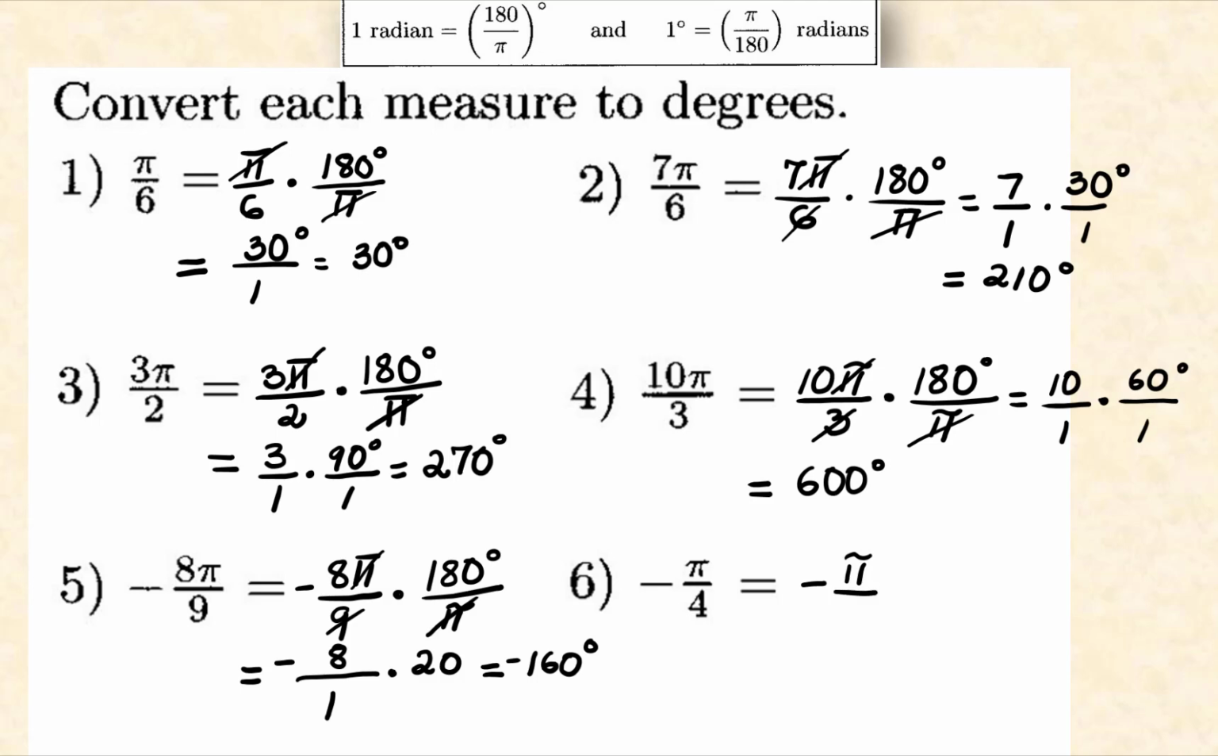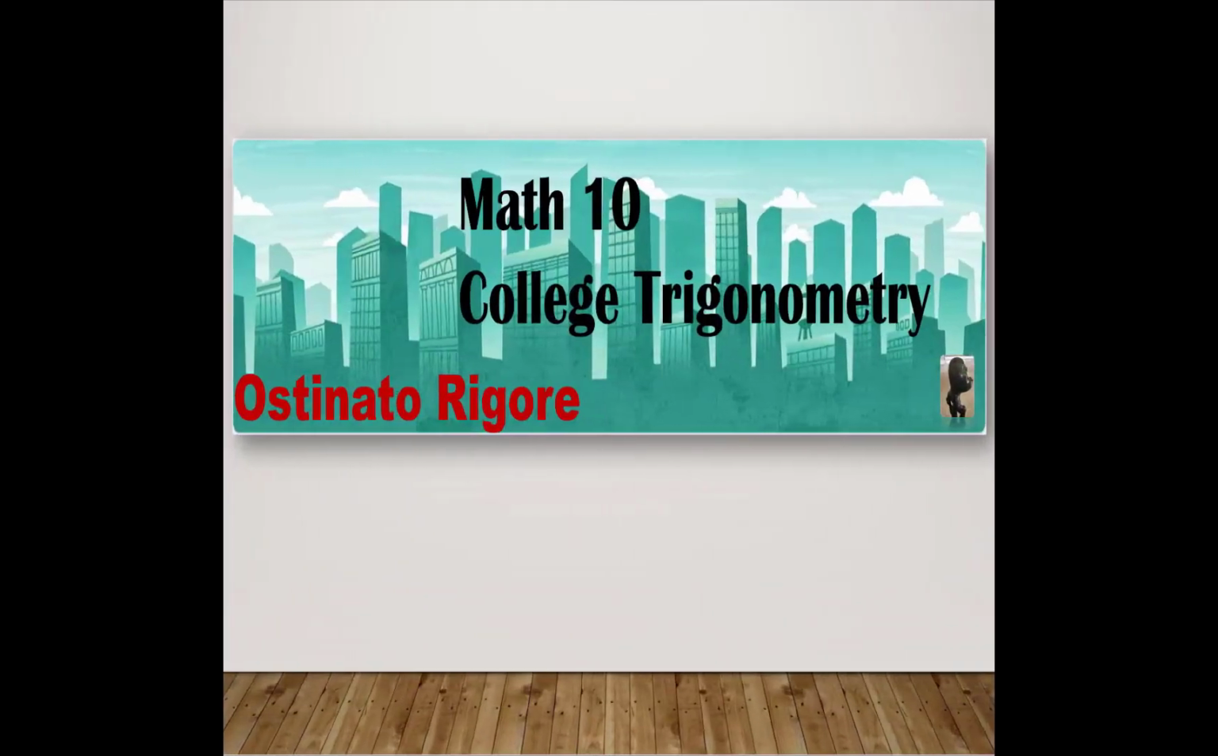Negative pi over 4 multiplied by 180 over pi. Pi will cancel each other, and 180 divided by 4 will be 45. So it's negative 45 degrees.